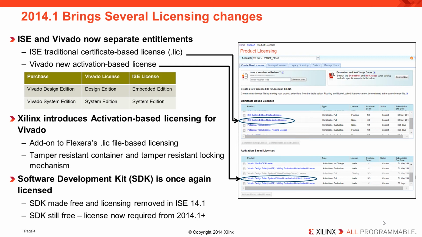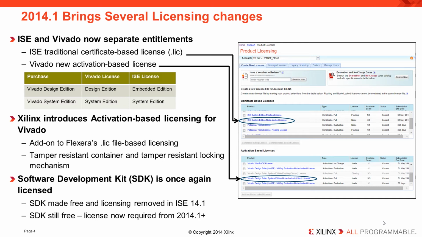In Vivado 2014.1, there are three main changes to licensing that we've made. The first is ISE and Vivado are now separate entitlements. Back in 2013.1, we split up the installers for ISE and Vivado, but in 2013, the licensing was still a single license file, and it had the components in it for both ISE and Vivado. In 2014.1, we have followed suit with the installers, and now we are splitting up the licenses for ISE and Vivado. So now if you purchase Vivado in 2014.1 and later, you'll see two entitlements that are added to your account, much like shown in the picture here to the right.